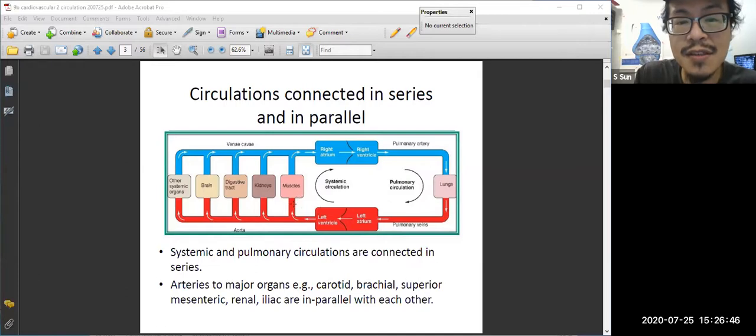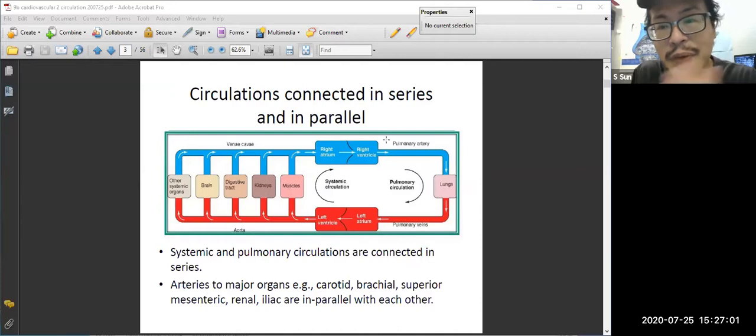So the delivery to different locations will be parallel. You won't go to the muscle and then go to the kidney and then go to the GI system. No. When you drop off the oxygen, you go back to the lung to pick up the oxygen. When you pick up the oxygen, you go to one of these locations to drop off the oxygen.